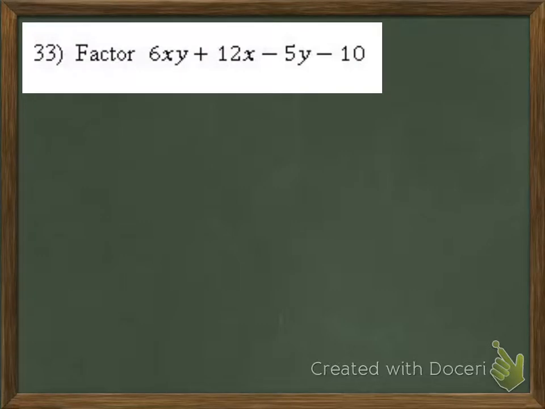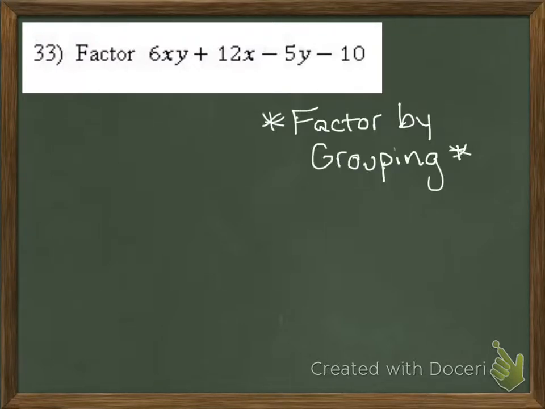Problem 33, we're asked to factor the given polynomial. In this case, all 4 terms don't have a greatest common factor, but if we try factoring by grouping, then we may find that each individual group has a greatest common factor. So we'll split this into 2 groups. First we'll look at the first group, 6xy plus 12x, and see if those 2 terms have a greatest common factor, and they do. Both numbers are divisible by 6, and they both have an x. So when we factor out 6x, that leaves us with y plus 2.